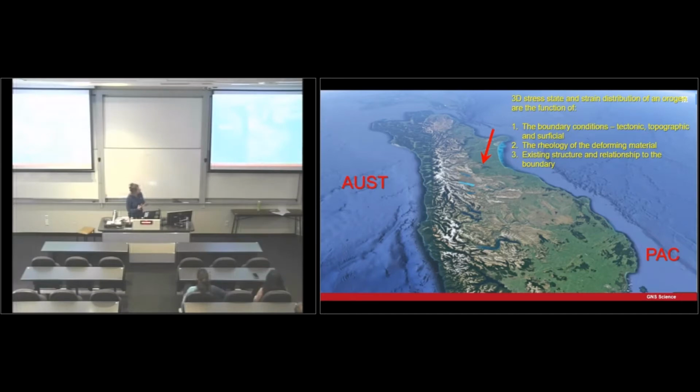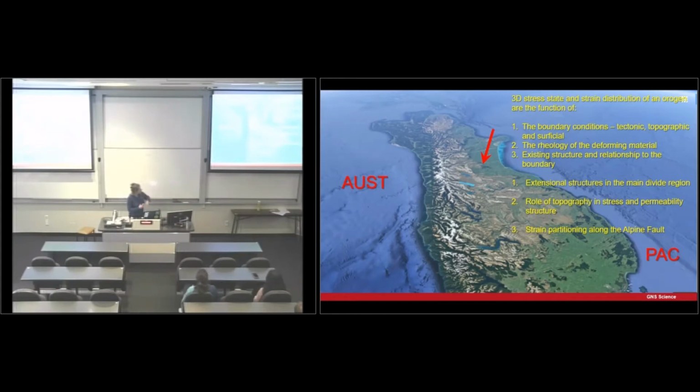I talked some about that last night, but today I will show you some more of how the topographic boundary conditions can really play a role in the near surface, more from the point of view of the stress state. The rheology of the deforming material, so how the rocks strain in response to the imposed stresses, and which kind of follows on from that, any existing structures that we might have and what their relationship is to the plate boundary.